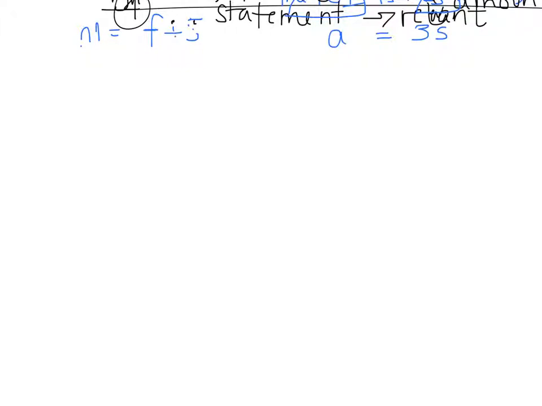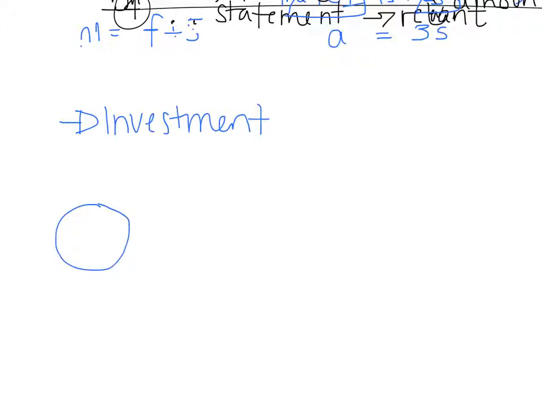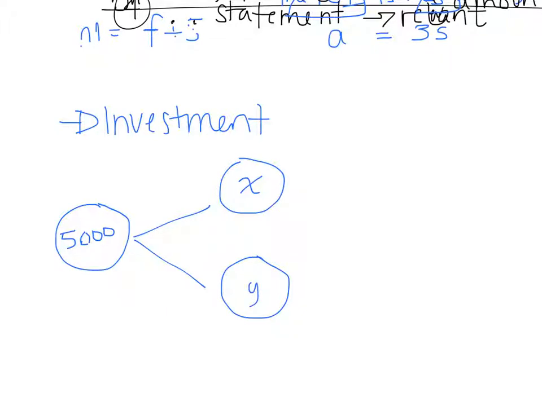The second type that we did is the investment questions. Investment questions look at putting a certain amount of money into 2 different accounts, and I don't usually tell you how much goes into each account. So if I have $5,000 and I want to invest it into 2 different accounts, I would pick X and Y for the amount going into each account, because I don't know how much I put in each one. And I might tell you that this account earns 2% interest and this account earns 1.5% interest.